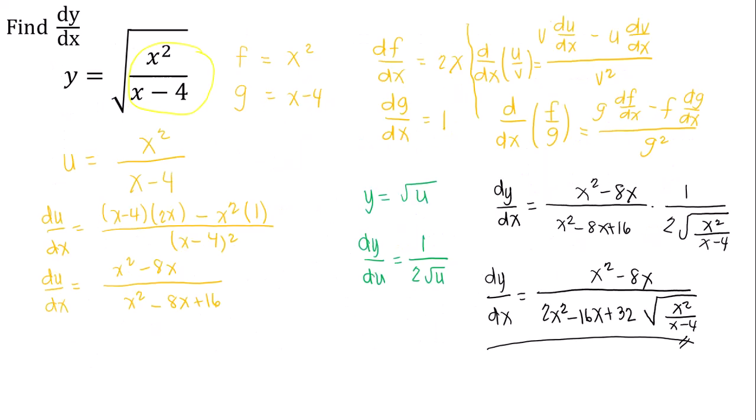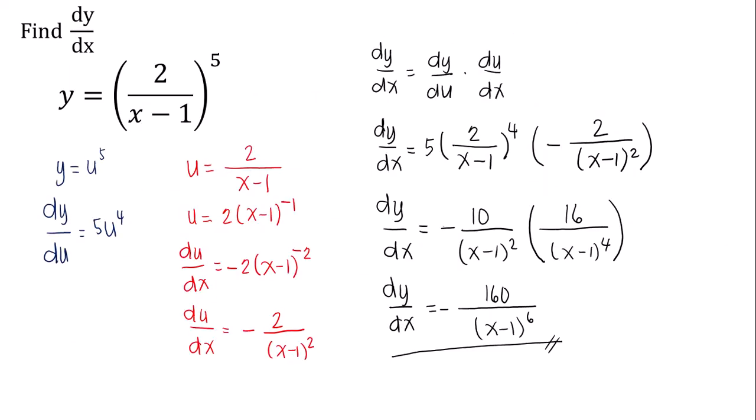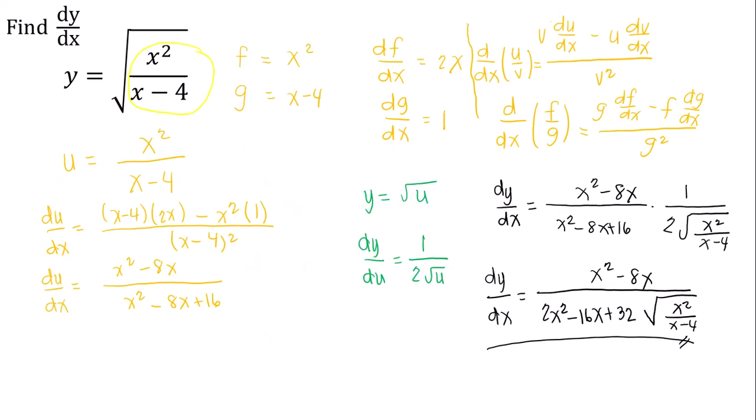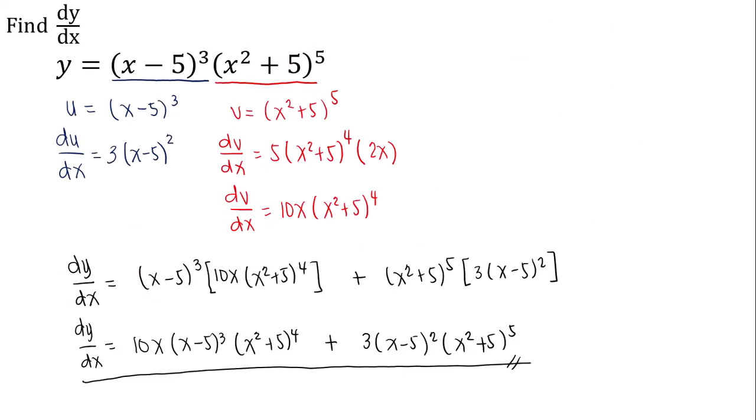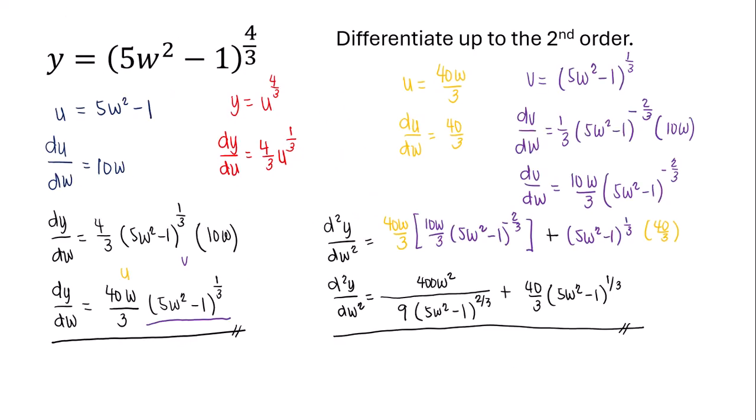So earlier, we had here the chain rule with power rule. Then we have here still the chain rule, but then we're able to apply the quotient rule. Then we have the chain rule and product rule. And lastly, for the higher order derivative, we're able to use the chain rule, and then ultimately the chain rule and power rule.